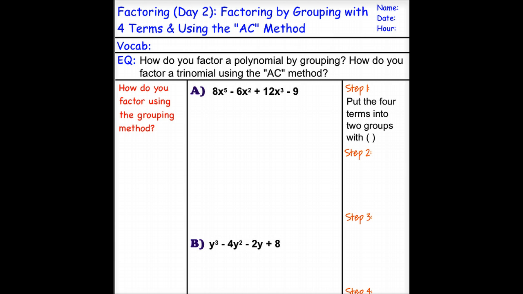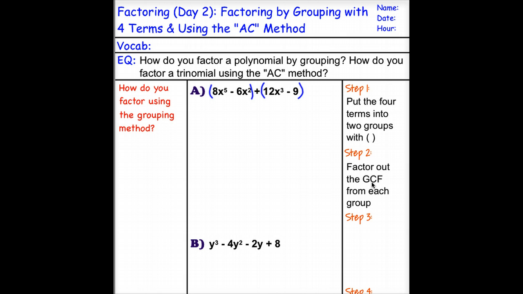And you always want to do a front and a back. So we have our first 2 terms, 8x to the 5th minus 6x squared, and 12x to the 3rd minus 9. Our second step is on factoring out the GCF from each group, since we couldn't do it from all of the terms together.